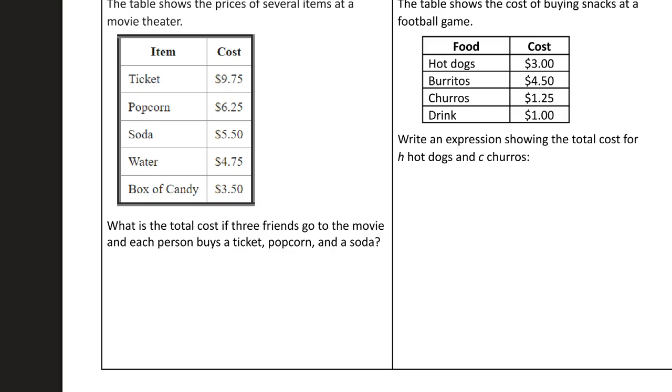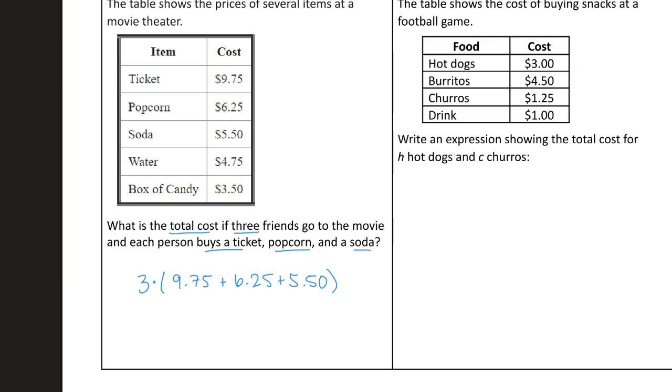All right, the next problem gives us prices at a movie theater, and it's asking the total cost if we have 3 friends and each person buys a ticket, popcorn, and soda. So every person's going to buy a ticket, which is $9.75. Every person's going to buy a popcorn, which is $6.25. And every person's going to buy a soda, $5.50. But since we know that 3 people are coming, we're going to multiply that total by 3.